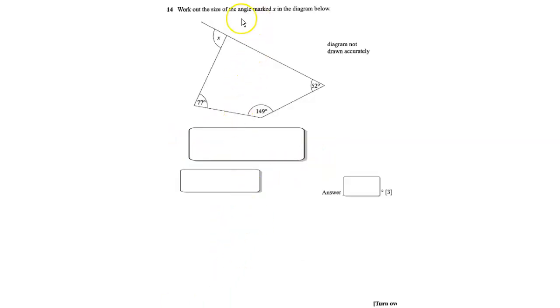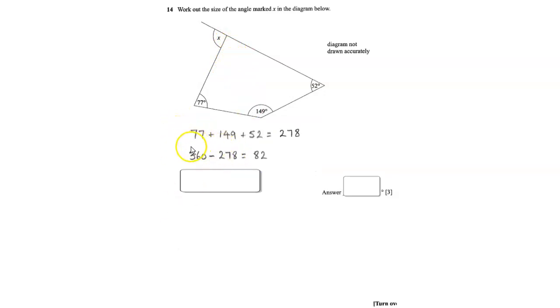So for question 14, it says work out the size of angle marked X in the diagram below. You can see that it's a 4-sided shape here. So all of these angles should add up to 360. So your aim is to get to the missing angle in this 4-sided shape.